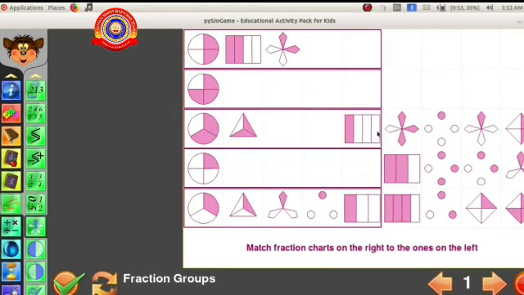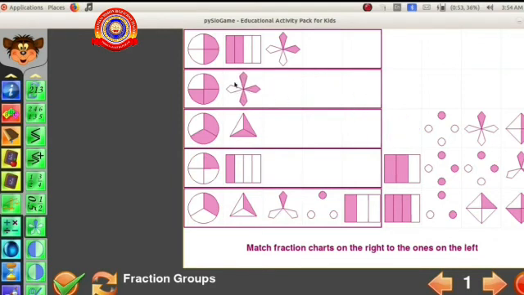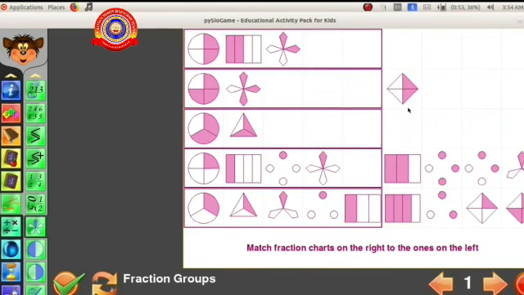Next chart is 1 by 4. So we can match this one here. Okay. Here the chart is divided into 4 portions and 3 portions are colored. So we can match this one here. The fraction is 3 by 4. Okay. Next chart is 1 by 4. We can match it here. This chart is also 1 by 4. So we can match this one here. Okay. This chart is 2 by 4. So we can match the fraction 2 by 4.